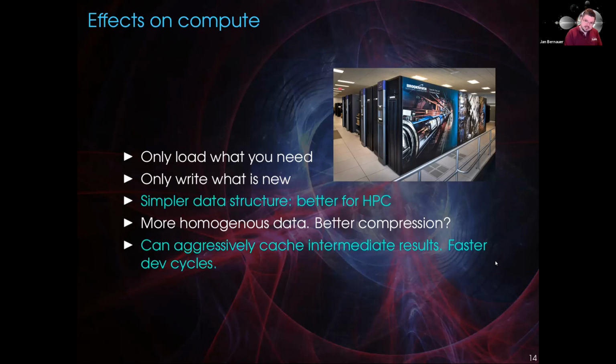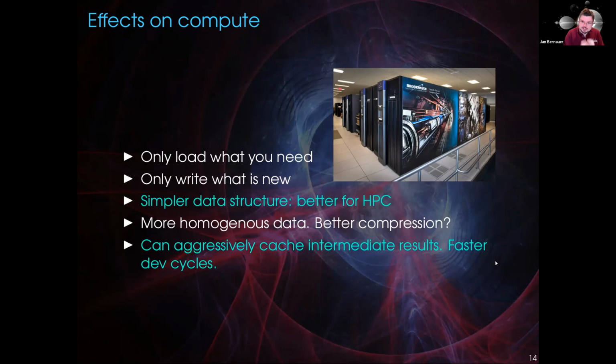The data structures tend to be simpler, which makes it much easier to stream it through high performance computing elements, right? GPUs and stuff like this. The data is actually more homogeneous because it's more similar. So if you apply some compression on it, that might actually be improved.